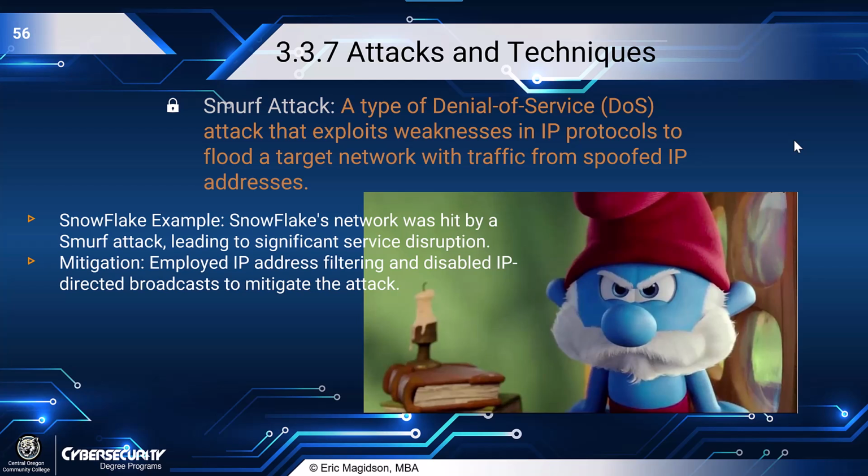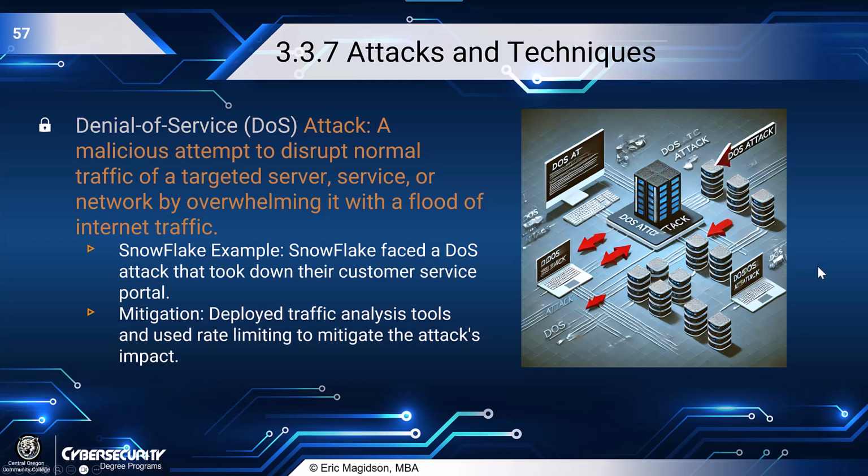A lot of times, these denial of service attacks really are about service disruptions, whereas malware is about gaining access, whether it be command and control, or malicious activity such as encrypting files for ransom, stealing people's data, screenshots, keystrokes, websites they're visiting. That's really huge, right? So, employ IP address filtering and disable IP-directed broadcasts to mitigate attacks, so that broadcast IPs can't be used as a means of attacking a system.